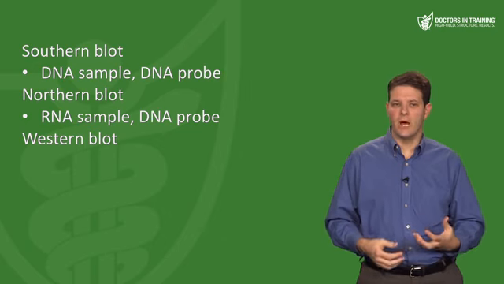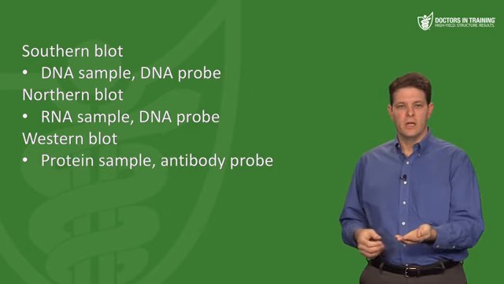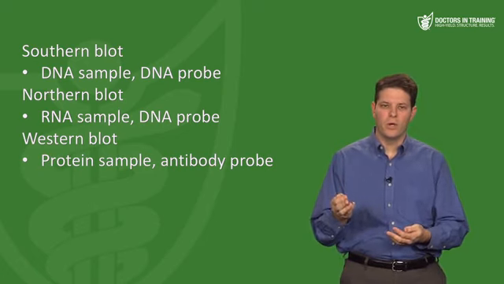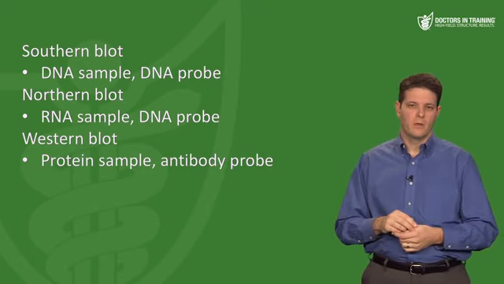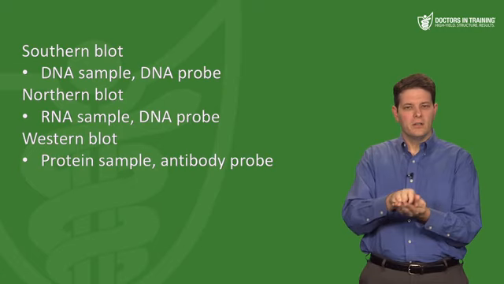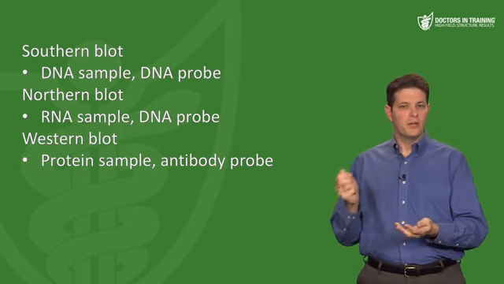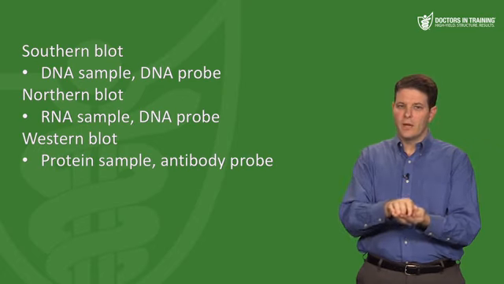Now, with a western blot, your sample is a protein, and your probe is an antibody. So you're using a labeled antibody probe to identify a protein sample. A labeled antibody is used to bind to the relevant protein. So if you're looking for a very specific protein, and you have a predetermined antibody that matches it, you'd be doing a western blot.